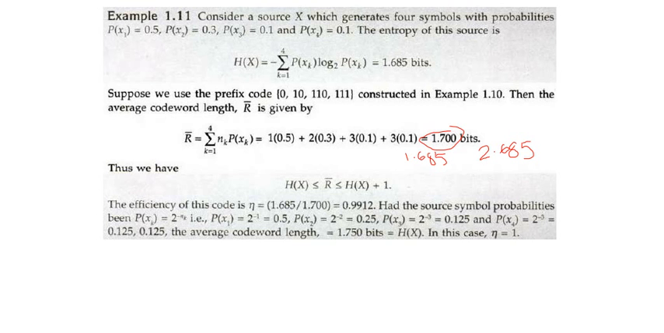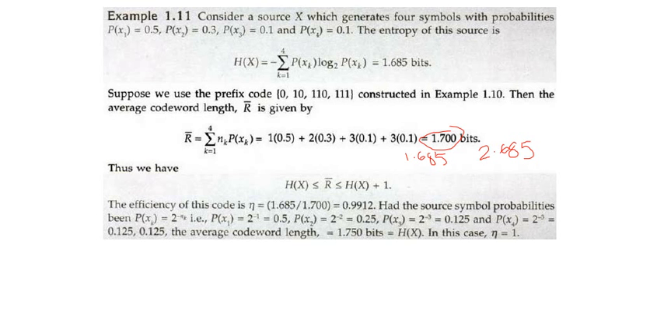Before that, we will see the efficiency of this code. The efficiency of the code is defined as H(X) divided by r bar. So 1.685 divided by 1.700. So the efficiency is 99.12%.